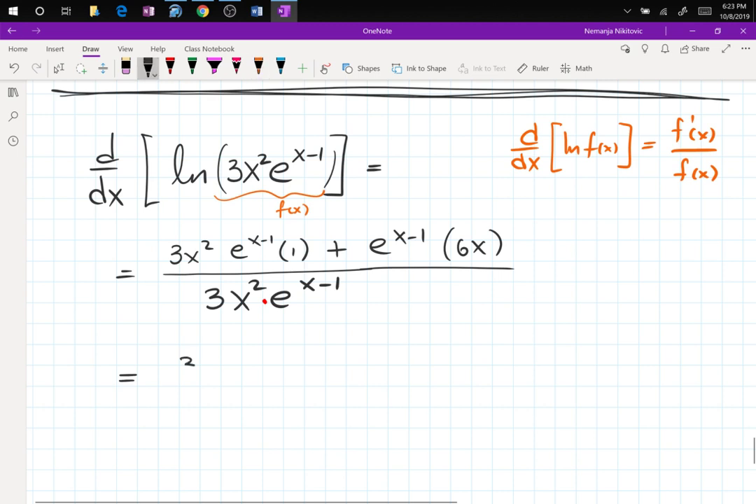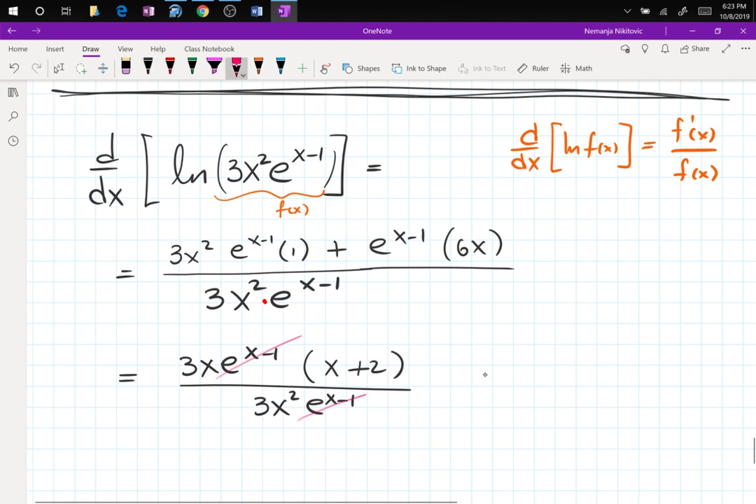Now we can kick out 3x e to the x minus 1. And what's left in parentheses is x plus 2 divided by 3x squared e to the x minus 1. And now you notice that e is canceled, 3 is canceled, and one of the x's is canceled. And the whole problem is now x plus 2 over x.